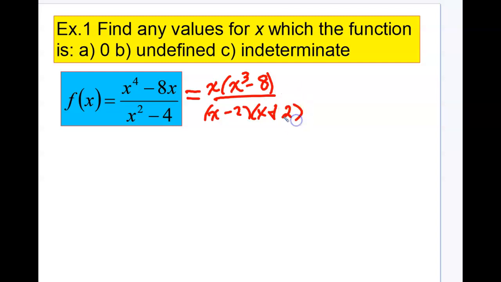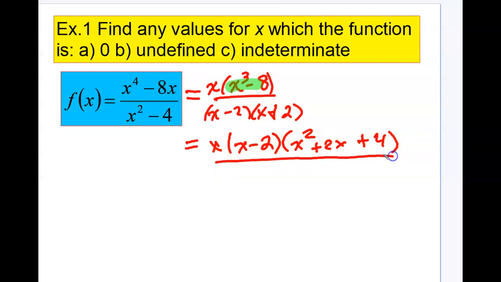And again, we can factor x cubed minus 8, because that's a difference of cubes. So this is going to be my first factor of x. Remember to factor a difference of cubes: I take the cube root of the first term, same sign, cube root of the second, square the first term, multiply them together, and square the last term. And the bottom doesn't change. It's still x minus 2, x plus 2. Now we're going to list the values that make the numerator 0.